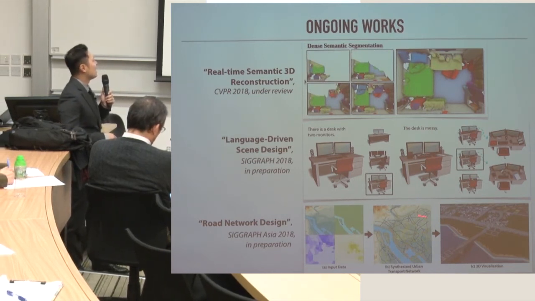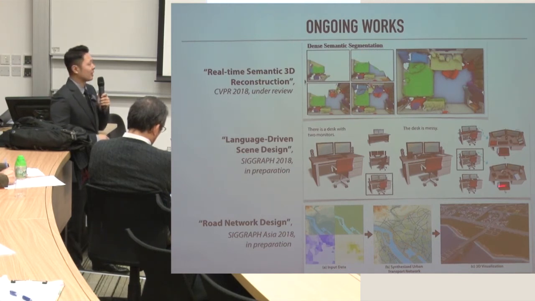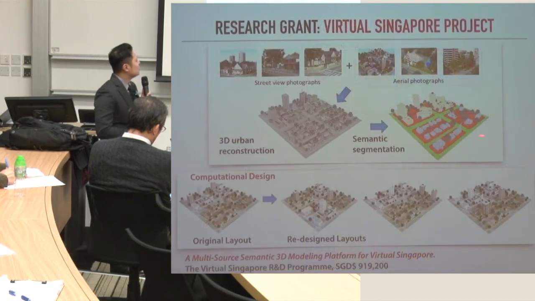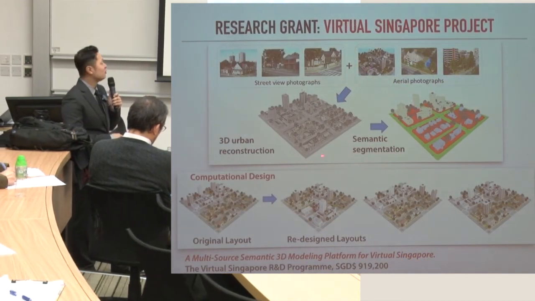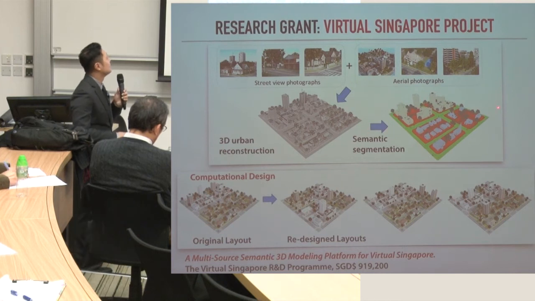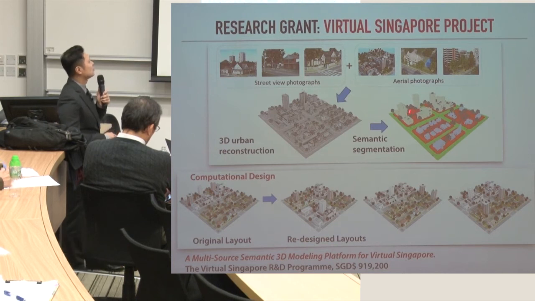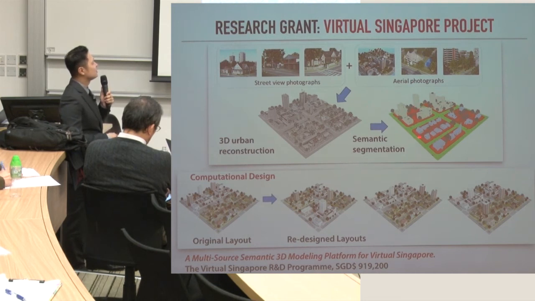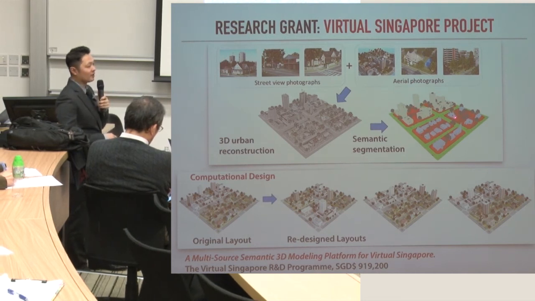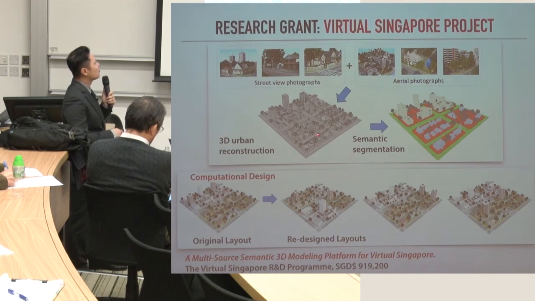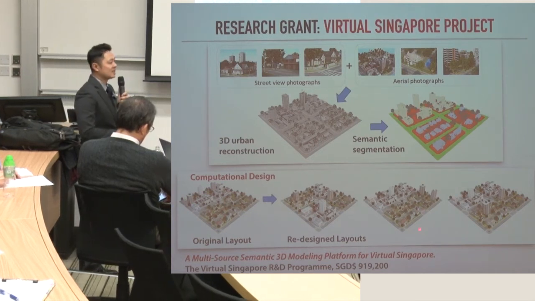And we are expanding our crowd-driven layout design project to bigger scales, like a road network design project. So having the capability in computer vision and computational design, we can work on large-scale projects. For example, this research grant Virtual Singapore project is basically an outdoor version of 3D reconstruction and 3D understanding, but on urban data. So after we get the 3D urban geometry, after we identify the street furniture, we can use a computational design approach to rearrange, to do redesign on the city models.